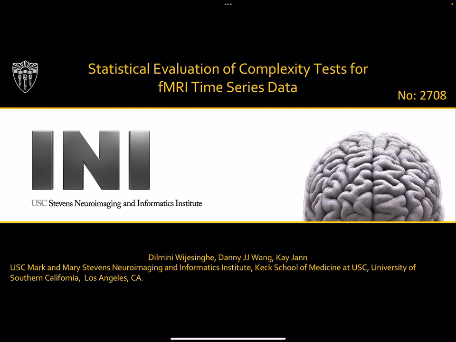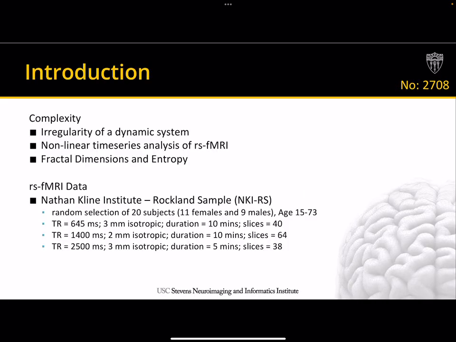The title of our abstract is Statistical Evaluation of Complexity Tests for fMRI Time Series Data. Complexity is a measure of irregularity of a dynamic system. In resting state fMRI, we can apply this technique to analyze complexity of the time series signal. There are numerous methods to measure complexity in resting state fMRI time series signals. In this study, we used fractal dimension-based complexity methods and entropy-based complexity methods.